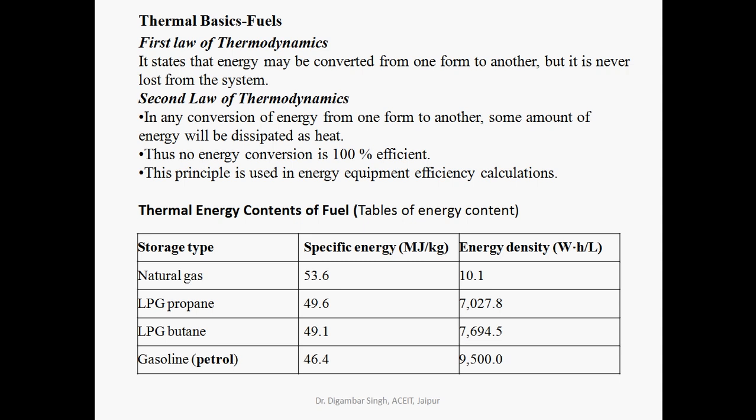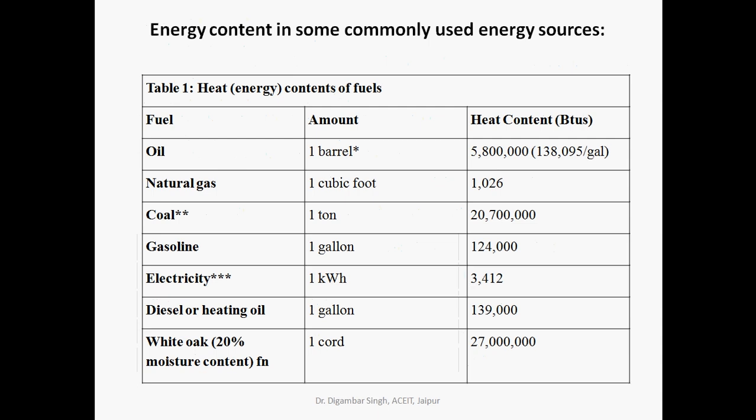The thermal energy content of fuel is given in a table with storage type, specific energy, and energy density. For natural gas, the specific energy is 53.6 and the energy density is 10.1. Similarly, for LPG butane the specific energy is 49.1 and the energy density is 7694.5. And similarly gasoline and LPG propane.